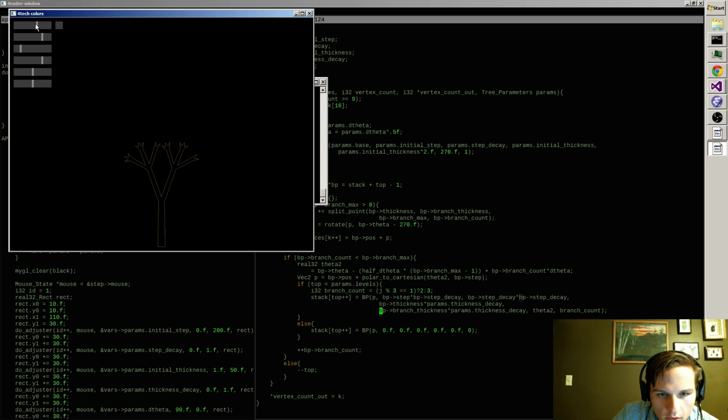What is this? What was that? Is it just too short? It decayed too much for the thickness? Yeah, that's the problem. So if the thickness is a bunch and the branch length isn't, you get a problem with that. Alright, thickness. Step decay. Maybe the thickness needs to decay faster now.